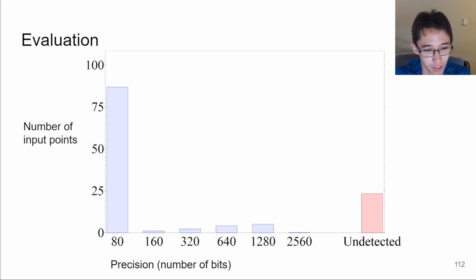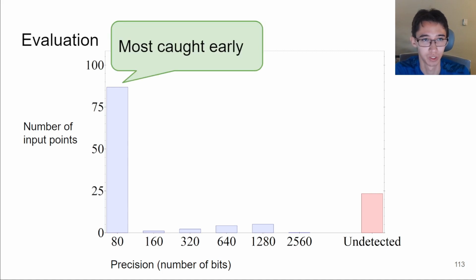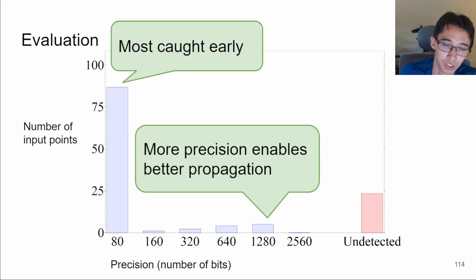On the x-axis, we have the precision. So this is the number of bits at which we caught the problem. And on the y-axis, we have the number of points that were caught at that precision. So you can see that most problems are caught at 80 bits of precision, which is the lowest precision that Herbie starts with. And then as we increase precision, more precision enables better propagation of the movability flags, so we're able to catch more problems before we hit that max precision of 2,560.